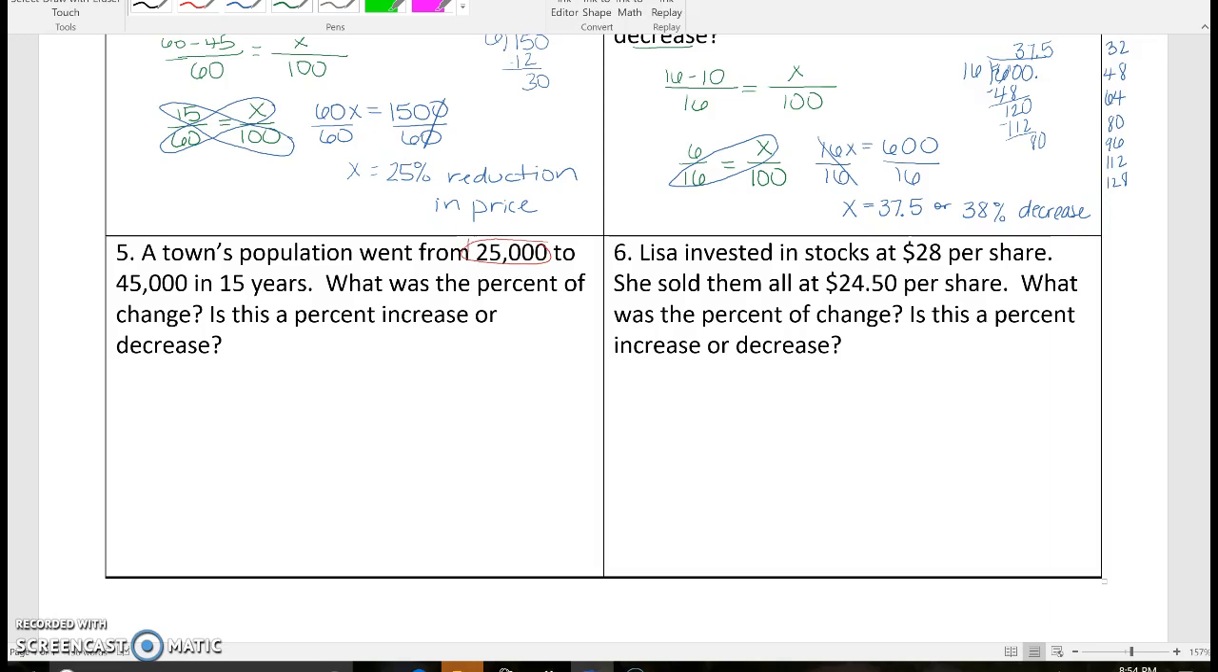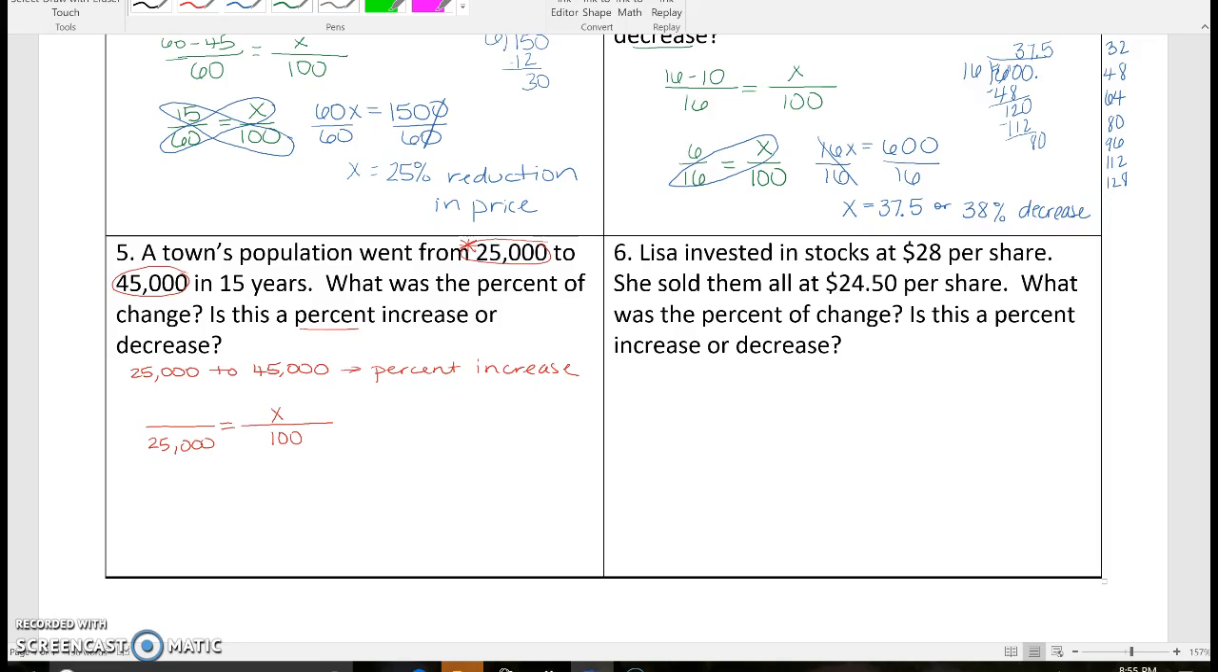Okay, so from 25,000, that's my starting point, to 45,000. Is that an increase or a decrease? We're getting bigger, right? So that's going to be a percent increase. Okay, so now let's set up our proportion. So I know my original is going to go in the bottom left. And I have percent over 100. What is the percent? I don't know.